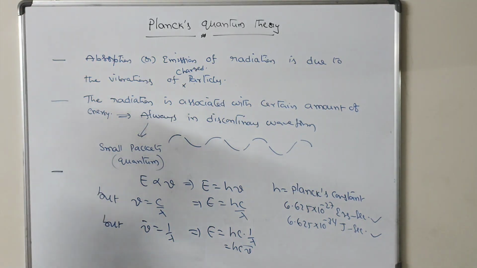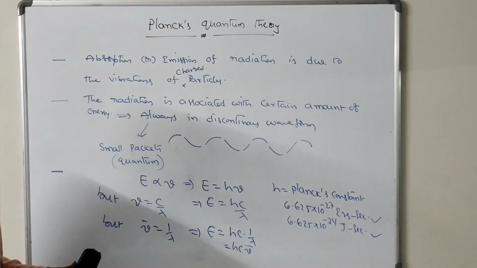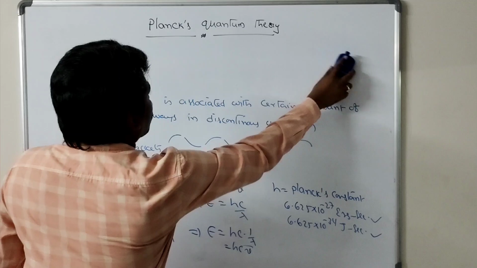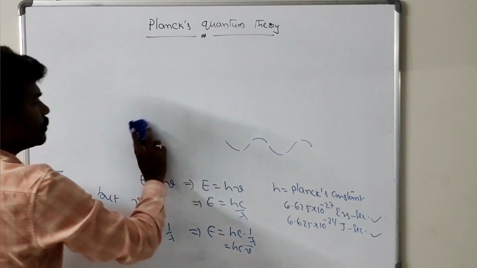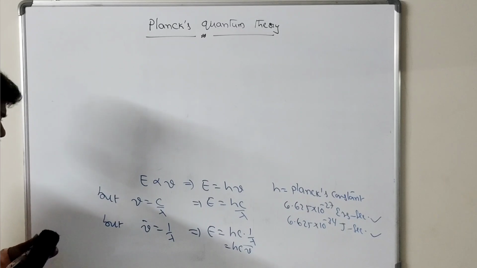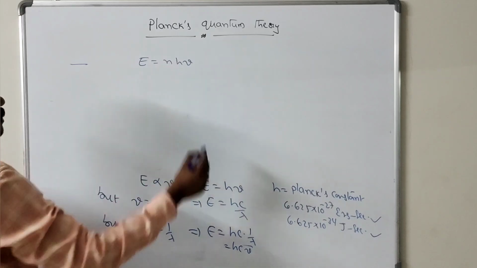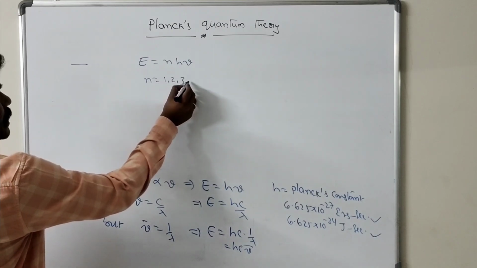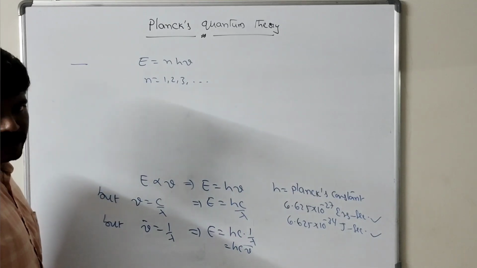This is about Planck's quantum theory, and let us say the Einstein generalization. The main difference is that in Planck's quantum theory, light radiation is absorbed or emitted in the form of quanta, and also in integral multiples. So according to Planck, the energy of the light radiation is an integral multiple of a quantum, where n is equal to 1, 2, 3, and so on. That means the small packets are in integer values but not in fractional values.